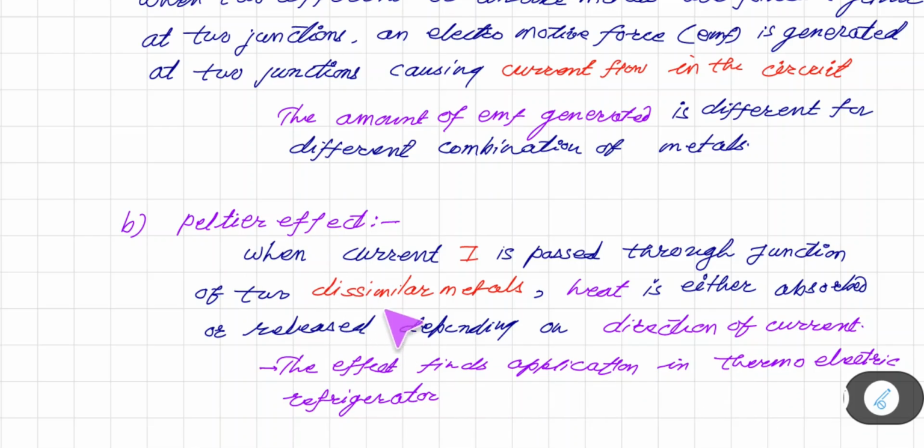In this case, instead of changing temperature, we are allowing current to pass through the junctions of two dissimilar metals, and it is observed that heat is either absorbed or released depending on the direction of current. That is the second effect, the Peltier effect.